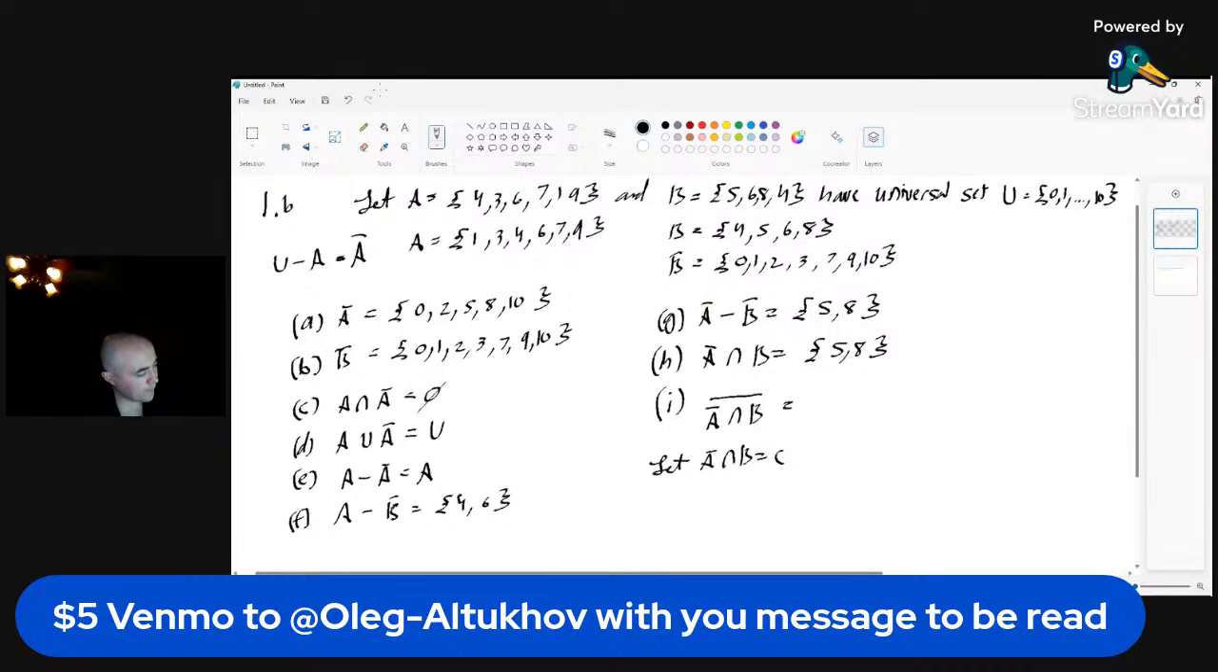Okay. Well, I just gave C an assignment, which is equal to C complement, which is equal to C is equal to 5 and 8. So the complement of C is 0, 1, 2, 3, 4, 6, 7, 9, 10. All right, I answered 9 questions in the first one.